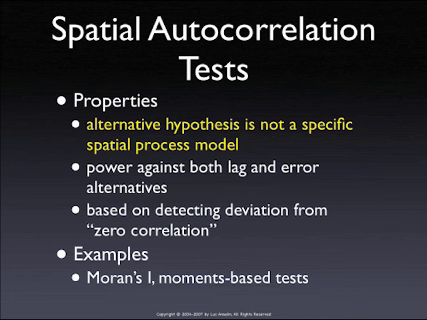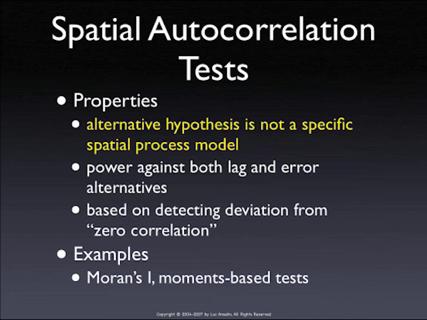So most of this I've already covered. The two tests, the diffuse and the focus test, the spatial autocorrelation tests, don't have a specific spatial process as an alternative, and they have power against both. They are based on detecting deviations from no spatial correlation, so they're good at that, but they don't tell you particularly what the alternative might be.